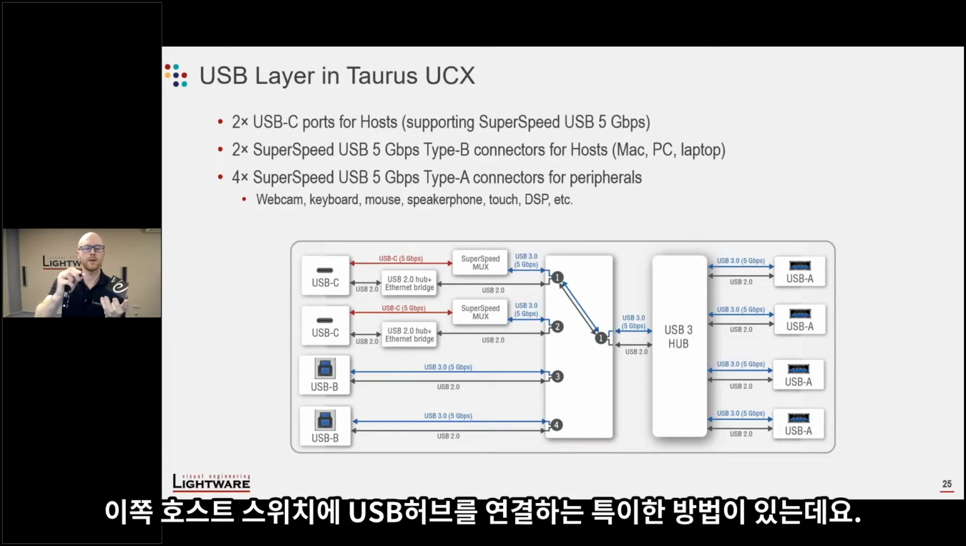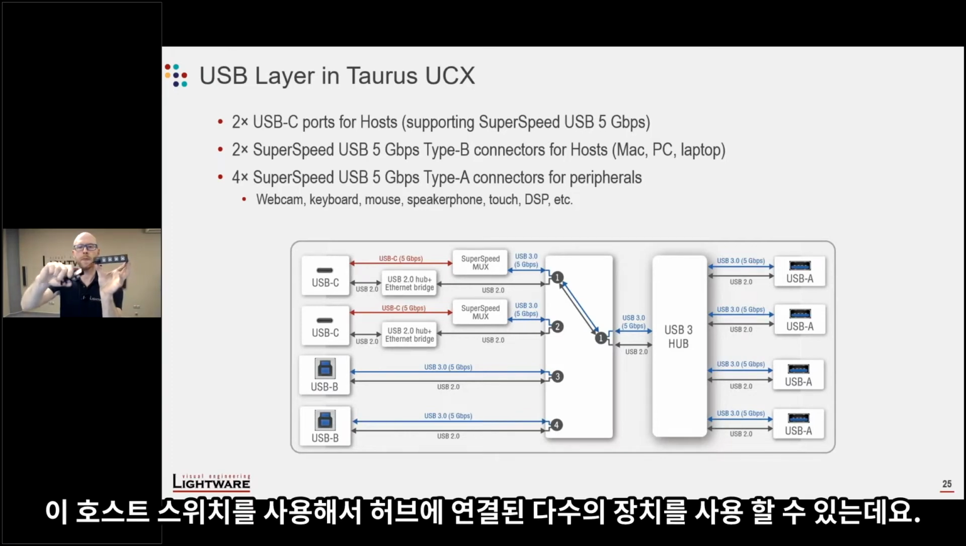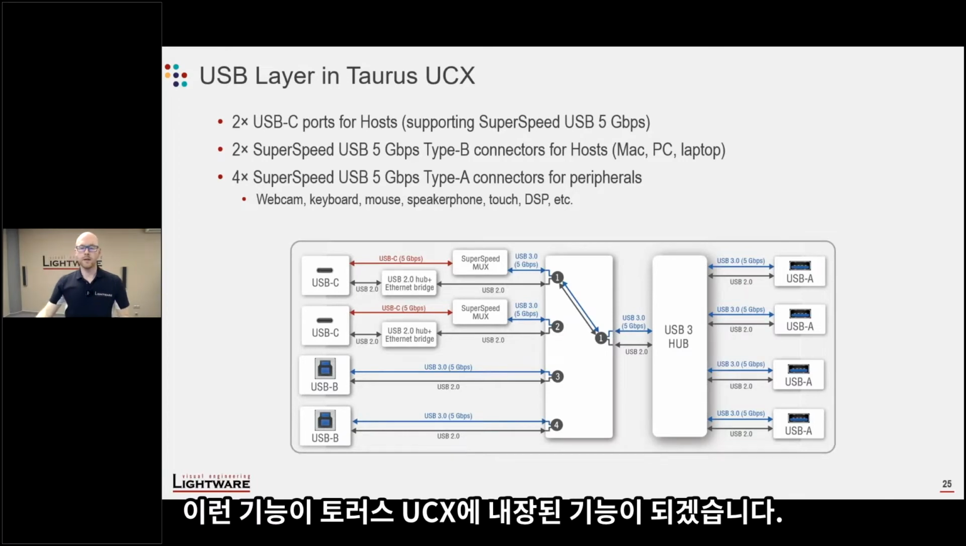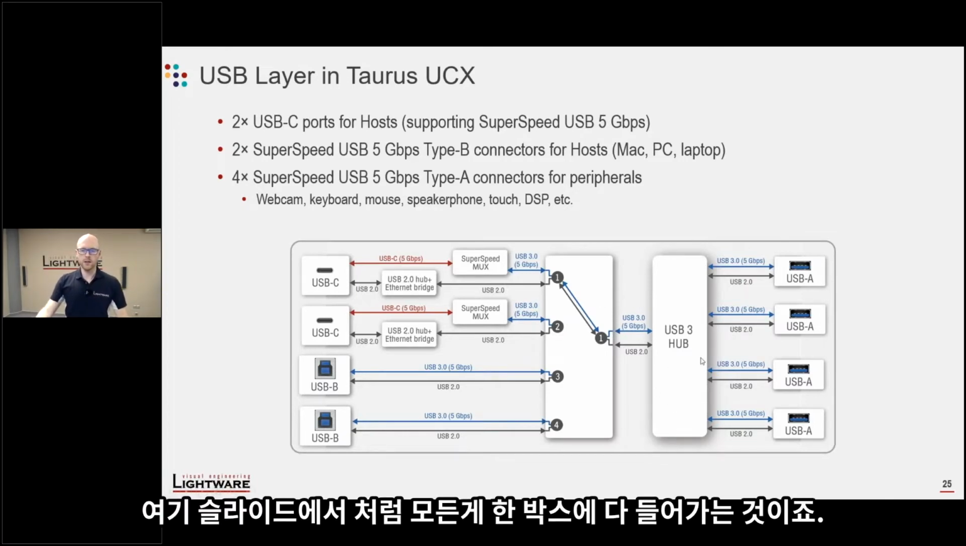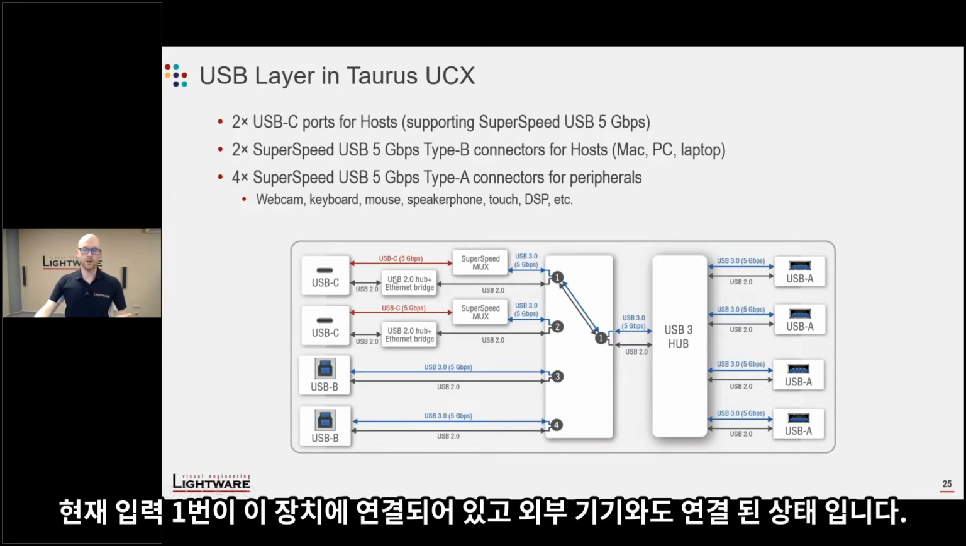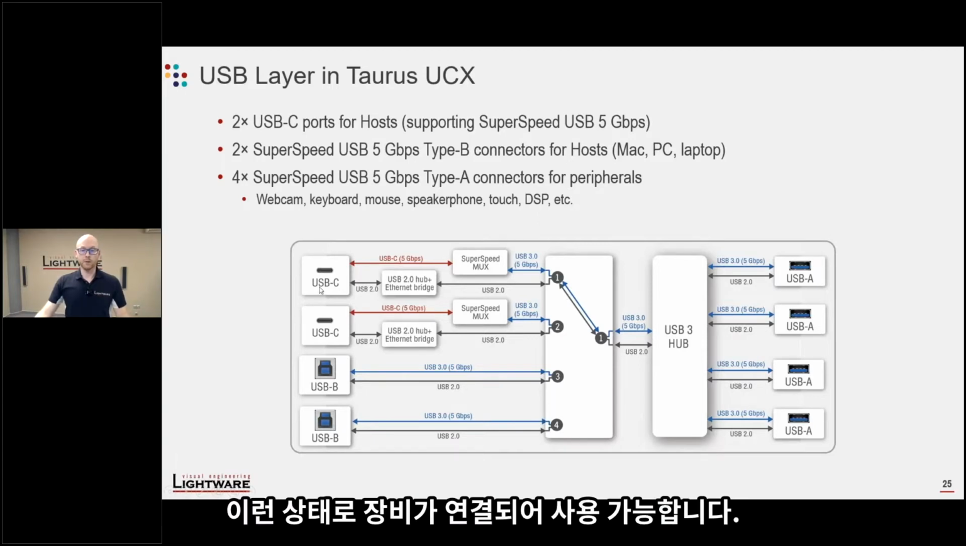And here comes the tricky part. You can take the hub and connect it to the host switch. So you can connect multiple peripherals, and using the host switch, you can decide which computer should have access to these peripherals. That's exactly what we built into Taurus UCX, which you see here. Everything is handled inside. So only 1 computer can have access to all of those 4 peripherals. At this moment, the switch is connecting input number 1 to the peripherals. So that's how it works.